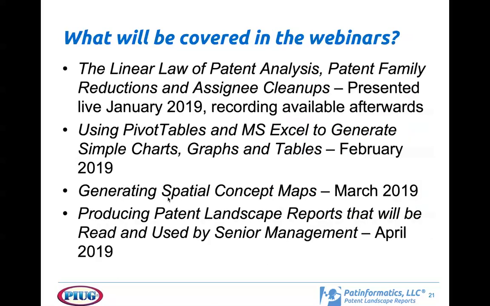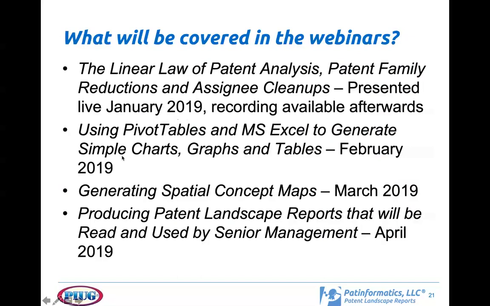So to wrap everything up, again, this is a 4-part webinar. We're going to be starting in January. There'll be additional information on registration, either for the entire course. If you sign up for all 4, PIUG is providing a discount. That's basically 1 free, so 3 for the price of 1. Otherwise, you can buy them individually. The first one, as I mentioned, will deal with the linear law of patent analysis, patent family reductions, and assignee cleanups. And again, that's going to be coming in January 2019. We'll be doing it live so that there's an opportunity for questions, and then the recording will be made available afterwards for people to purchase.